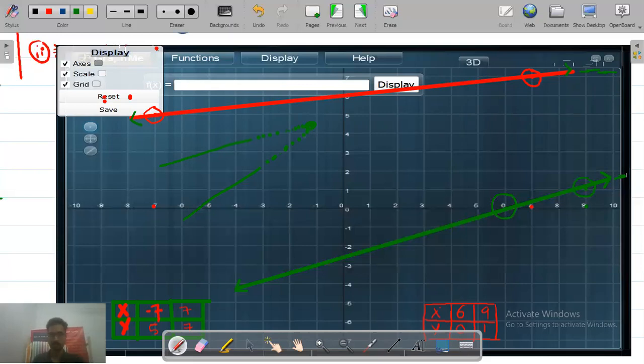So like that you can plot the graph. So the answer will be this one. That means when you plot this graph, the graph will be this one.